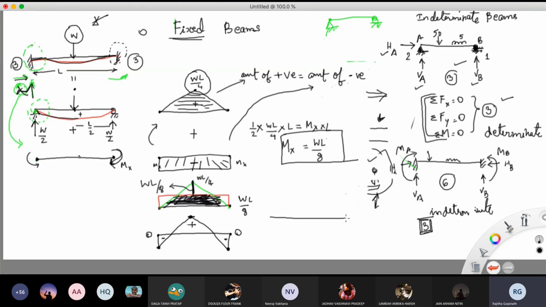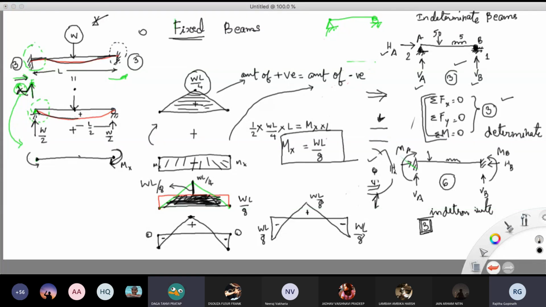So if I have to draw the final bending moment diagram for the fixed beam, it is going to be like this. It's going to be WL by 8, which is negative, WL by 8, which is positive, and this again is WL by 8. This is positive, this is negative, this is WL by 8, which is negative. Okay, who all are with me here?